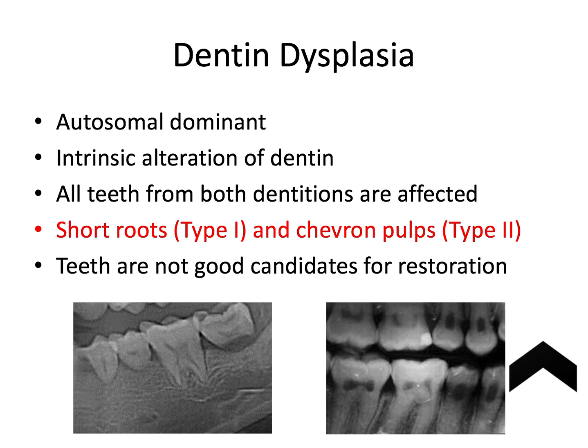Next, we have Dentin Dysplasia. This is also autosomal dominant. It's also an intrinsic alteration of dentin, as I'm sure you could guess from the name. All teeth from both dentitions are affected again. Nothing can escape the wrath of these genetic disorders, unfortunately. So we have two types of dentin dysplasia, type 1 and type 2.